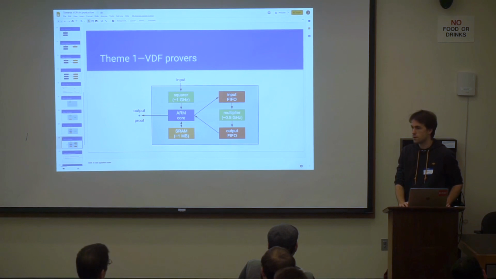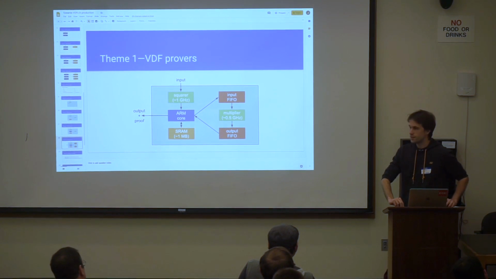Why do you want to limit it to only 1 megabyte? I mean, the more memory you have, the faster the proof will go. Because every megabyte increases the cost of the hardware.